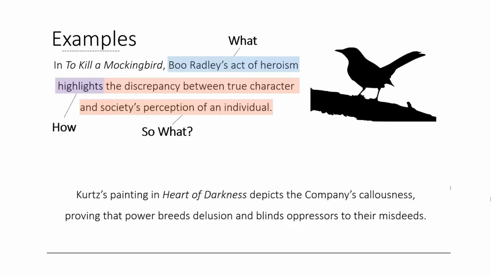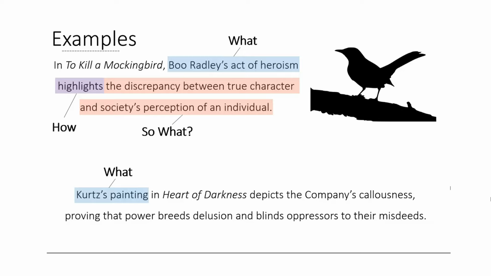day. Here's our second example thesis based on the novella Heart of Darkness. Kurtz's painting in Heart of Darkness depicts the company's callousness, proving that power breeds delusion and blinds oppressors to their misdeeds. So our what is Kurtz's paintings. That's a really important symbol in this book, and it's actually a painting of a blindfolded woman who's carrying a lit torch in the darkness.